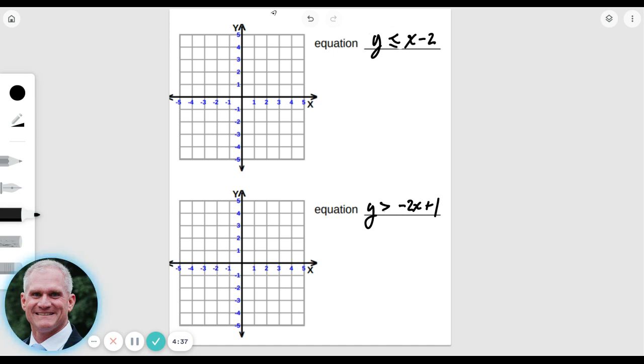Y is less than or equal to x minus 2. Well, the first thing we do is we draw the line y equals x minus 2. And because we know that it's less than or equal to, we will draw the line with a solid line. Okay, and I'll talk about that more in a minute as to why we might not use a solid line. So we're going to create the graph y equals x minus 2.